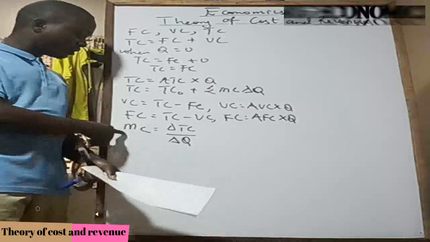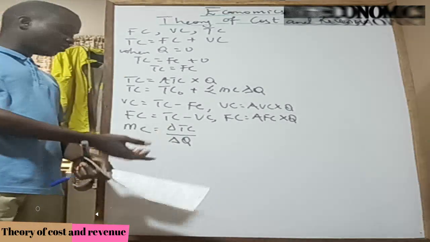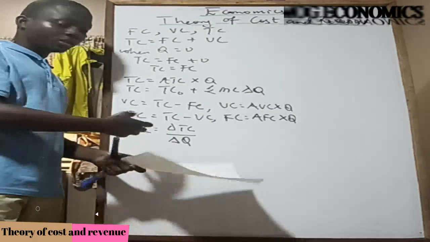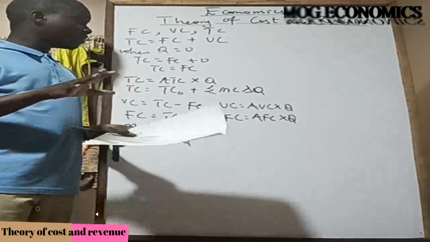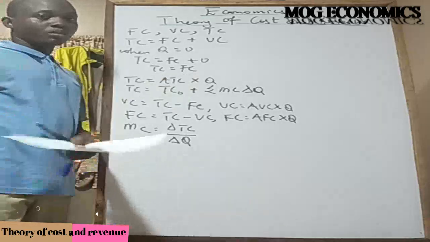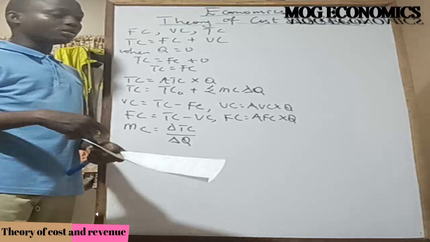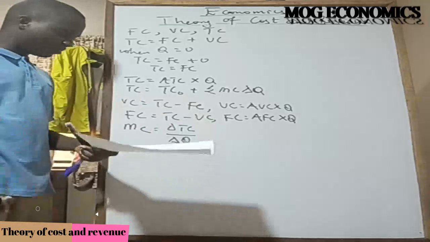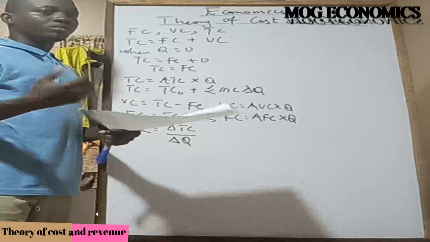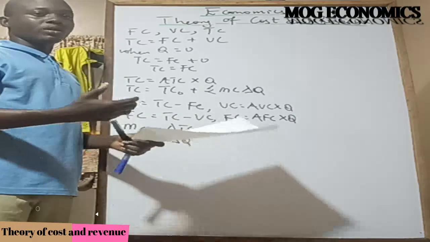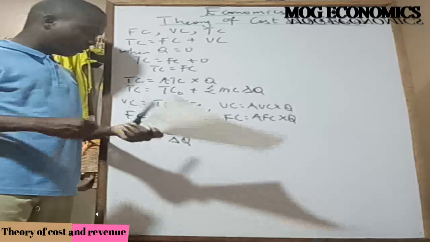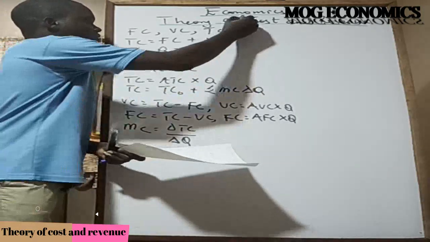TC is not just MC times Q, because if you do that, what you are getting is change in TC. If you cross multiply here, you'll be getting change in TC equals MC times change in Q. But if you want to get TC alone, it is going to be the initial TC plus the sum of your marginal costs multiplied by their corresponding changes in quantity. We are going to use this formula, and then you're going to see the way it works. But normally speaking, since marginal cost is the change in total cost divided by change in quantity, the marginal formula should have been something like this.